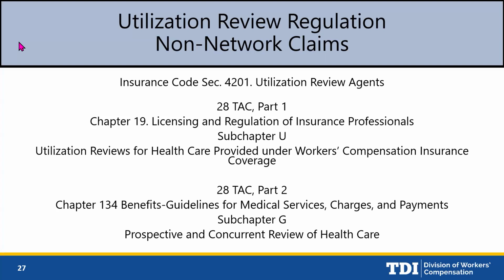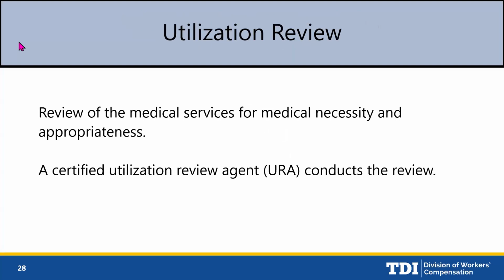Now, we use Part 1 and Part 2. The Insurance Code and Labor Code work together here. But Part 2 is our Administrative Code for workers' comp. You'll find 134.600 in Chapter 134, Subchapter G. We've been talking about that rule.